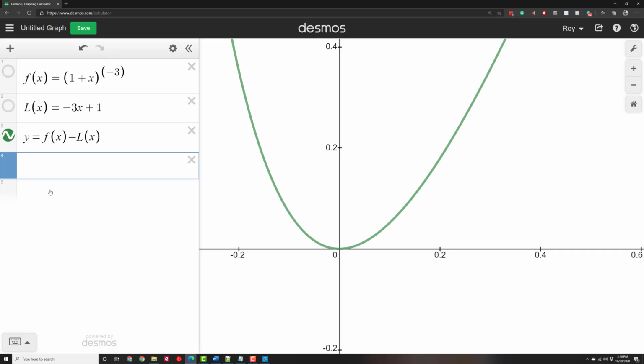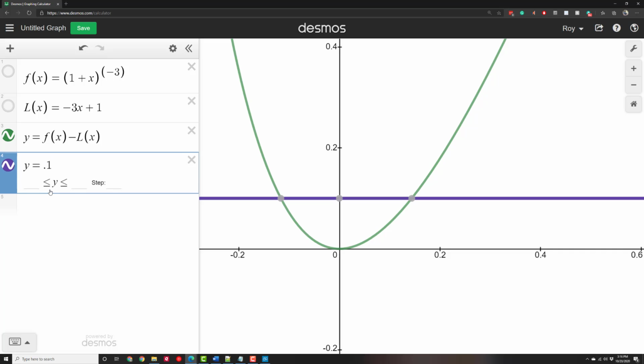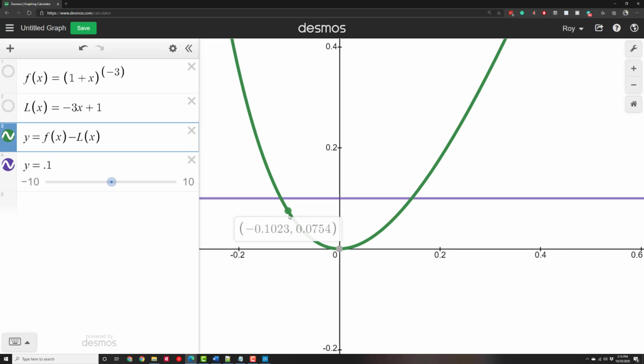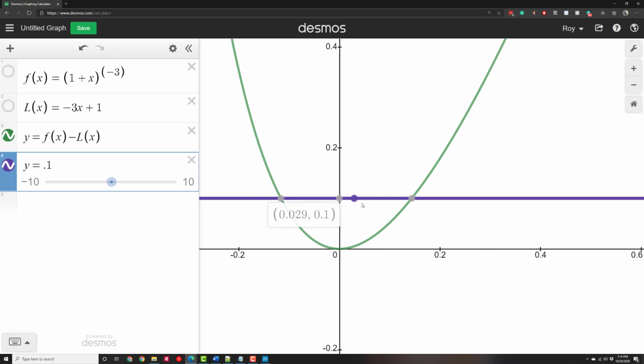Well, I could just type in y equals 0.1. And now you can see all of these x values here will give me a difference. The green curve is just the difference between those two functions. All these x values will give me a difference less than 0.1 because the y values here are going to be the error. So, let's see, that's from x equals negative 0.1162 to x equals 0.1441. So I'm going to write that down.